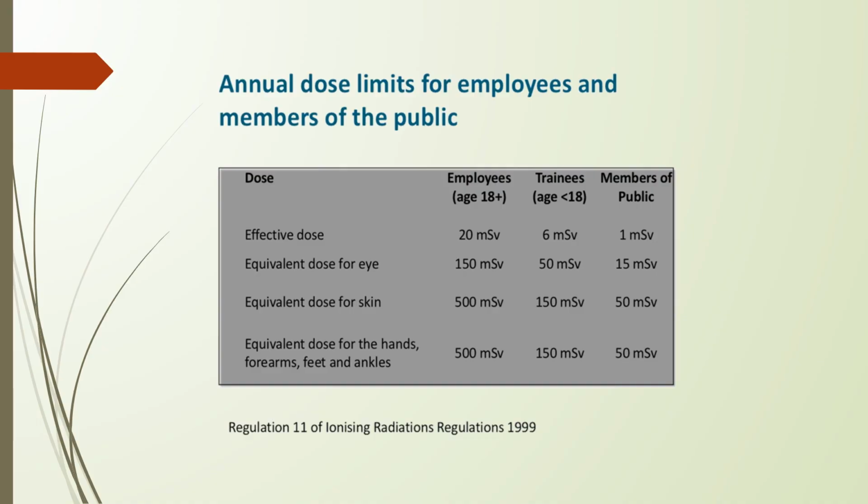Trainees, less than 18, 6 millisieverts effective dose, 50 millisieverts for eyes, and 150 millisieverts for skin and extremities. Members of public, 1 millisievert effective dose, 50 millisieverts for eyes, and 50 millisieverts for skin and extremities. These tiered legal limits strictly ensure overall workforce and public radiation safety across all regulated environments.